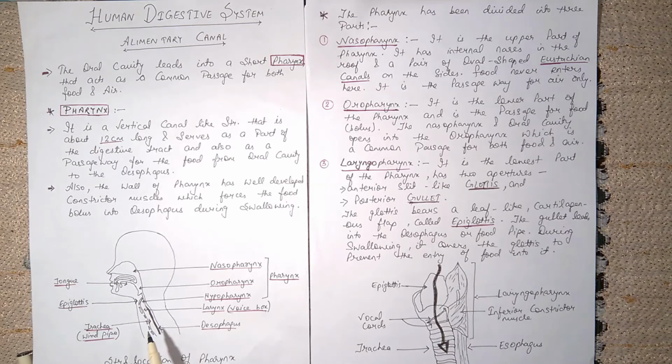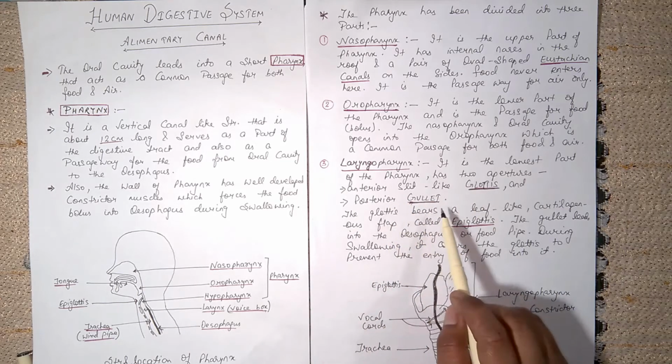Now the third one is the laryngopharynx. It is the lowermost part of the pharynx. It has two apertures mainly. The first one is the anterior slit-like glottis and the second one is the posterior gullet.